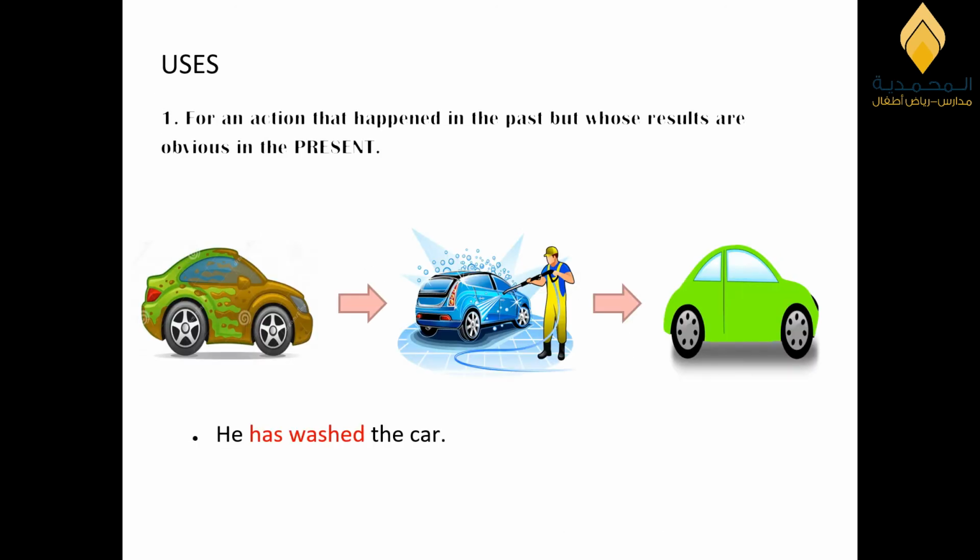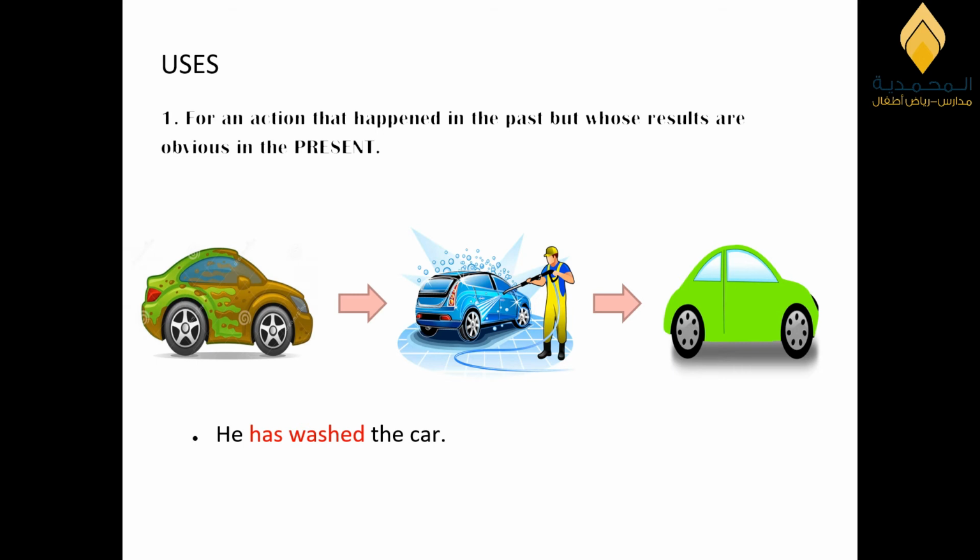Now we are going to start with the uses of the present perfect. First of all, we use the present perfect when we are talking about an action that happened in the past but whose results are obvious in the present. Take a look at the example in front of you. I have this dirty car. This car was dirty. He cleaned the car and now the car is clean. So this is the result in the present, which is the car is clean. So I say he has washed the car.